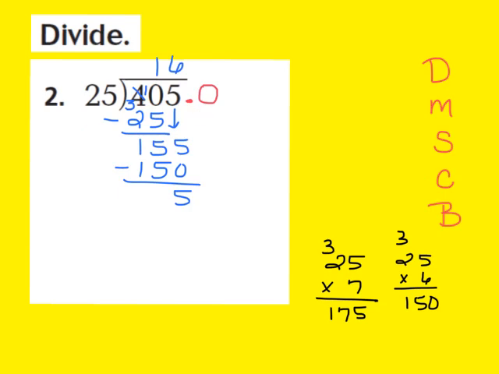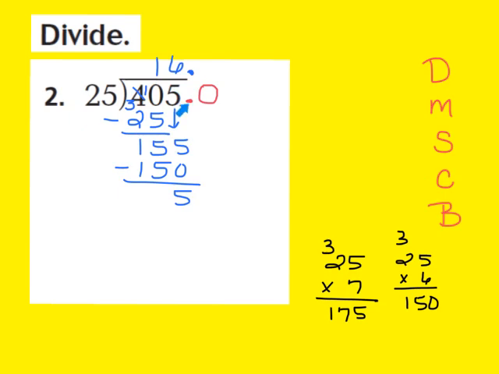Now, my next step needs to be this. Now that there's a decimal point in my problem, I have to make sure that I bring that decimal point up top also in the quotient. So I'm going to write that decimal point right up top, right here behind the 16, because once again I want to make sure my decimal points line up.